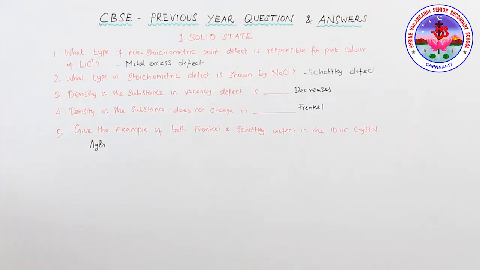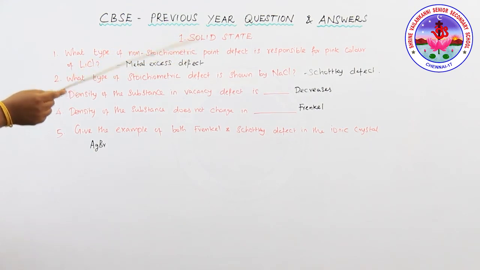Look at this question, students. What is the type of non-stoichiometric point defect responsible for the pink color of lithium chloride? Usually the non-stoichiometric defects are classified into two types. One is metal excess defect, another one is metal deficiency defect. Here in this question, what type of non-stoichiometric point defect is responsible for the pink color of lithium chloride? Because for the pink color, you already know that alkali halides like sodium chloride, potassium chloride usually show this. This is also one of the alkali halides, that means lithium chloride.